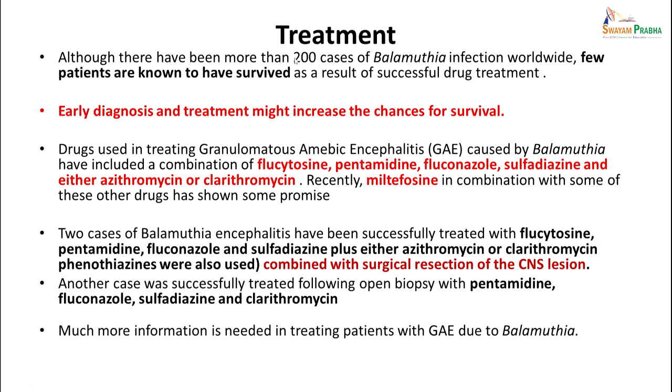Treatment: although more than 200 cases have been detected worldwide, few patients are known to have survived. Early diagnosis and treatment is most important for increasing the chances of survival. Drugs used for granulomatous amoebic encephalitis caused by Balamuthia include a combination of flucytosine, pentamidine, fluconazole, and sulfadiazine. You could also use azithromycin or clarithromycin. Recently, miltefosine has also been used.